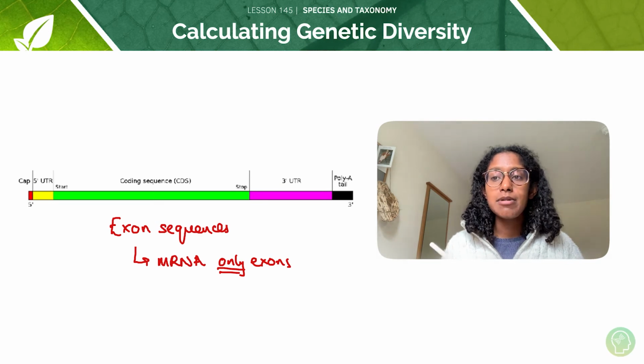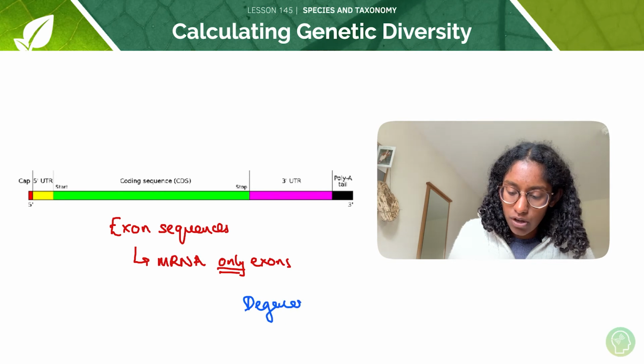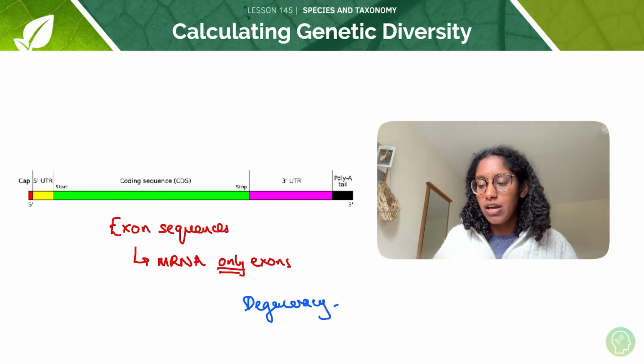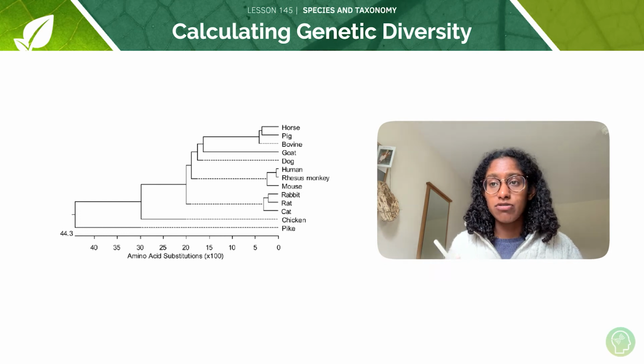So there are still limitations in mRNA comparison. So mRNA sequences between different organisms for the same gene can be quite different due to the degeneracy of the code, which we will have a look at on a later slide. I'll explain that word later on.